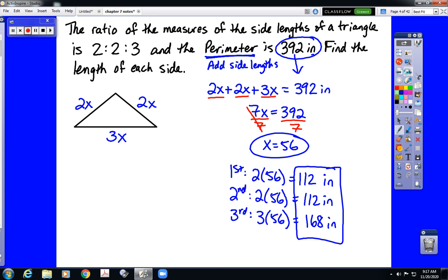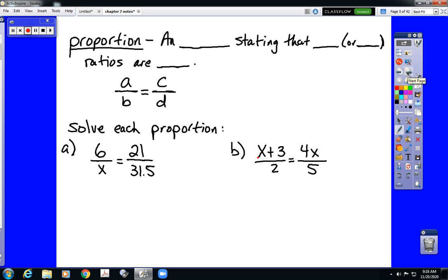The final piece of section 7.1 deals with proportions. A proportion is defined as an equation stating that two or potentially more, which we'll see in the next section, ratios are equal. Okay? This is a vocabulary word.